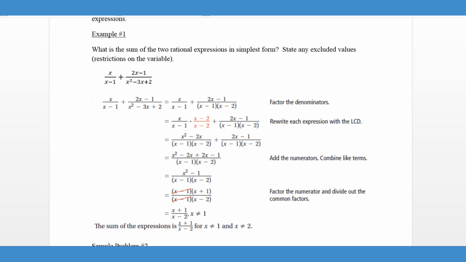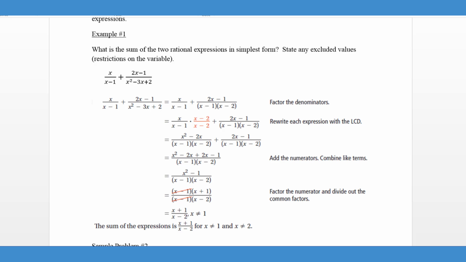And we really need to get a common denominator so that we can add the numerators together and then put that final value in simplest form. It also asks us to state any excluded values or restrictions on the variable. You remember that that's just simply any value that will make any of the expressions undefinable.